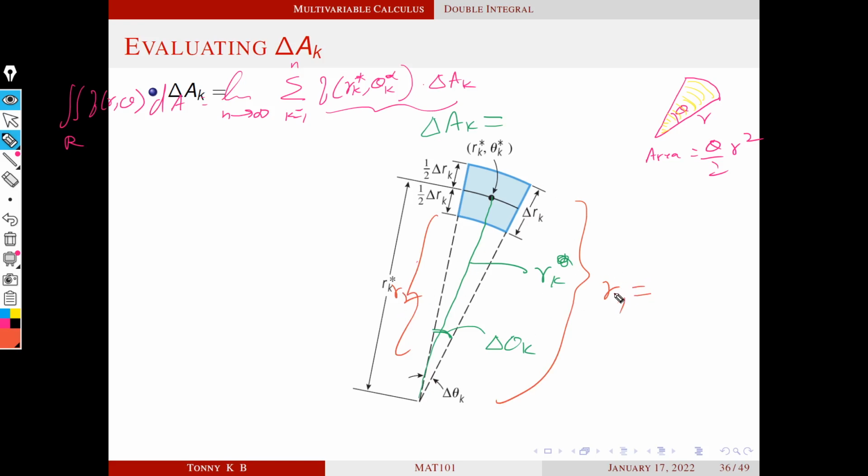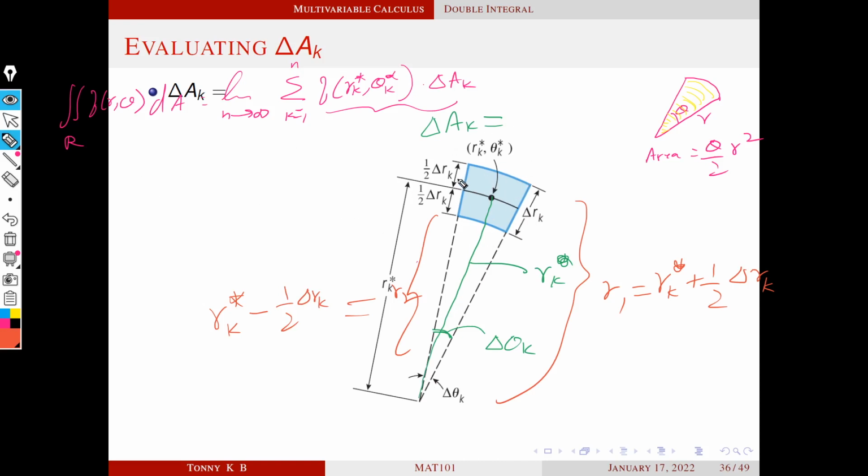Then what is the value of r1 in terms of r k star and delta r k? It's clear that r1 is equal to r k star, that is this length, plus this portion, that is 1 by 2 delta r k. Clear? And similarly, what is r2? This radius is r k star minus this length, half of delta r k, so 1 by 2 delta r k. Clear? Now the radii of the two sectors are clear. Then you can use this formula and take the difference. This gives this area, so what is delta A k?